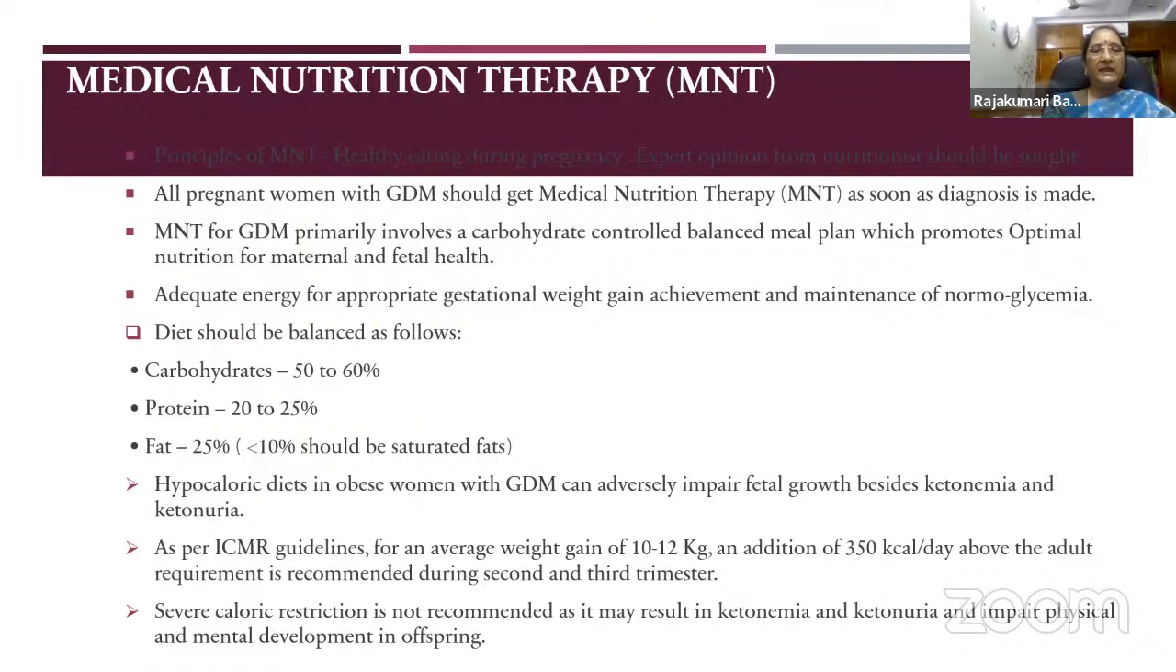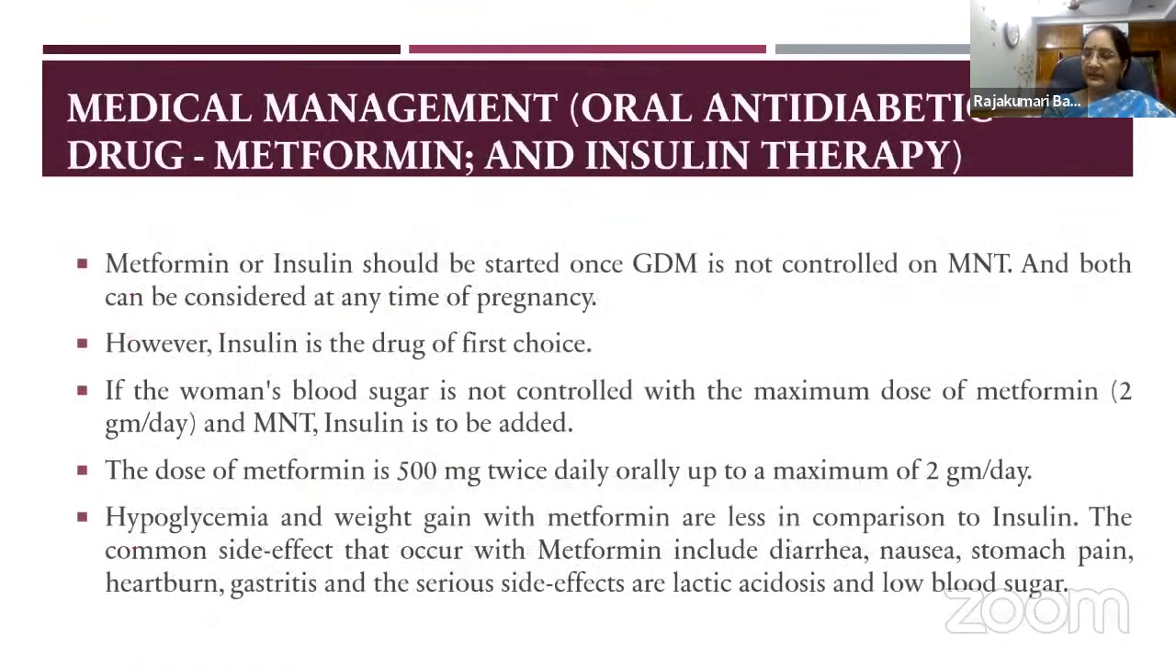The diet should be balanced as follows. Carbohydrates around 50 to 60%, protein around 20 to 25%, and fat 25%. Less than 10% should be saturated fats. Hypocaloric diets adversely impair fetal growth, so a balanced diet is a must. That balanced diet is calculated depending on the energy requirements based on the BMI.